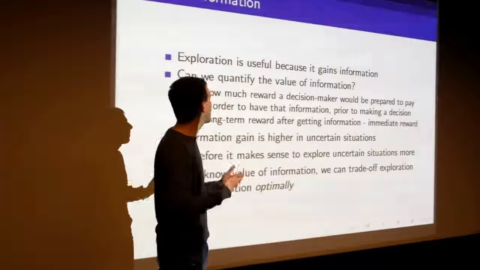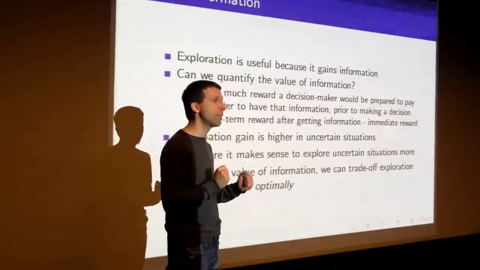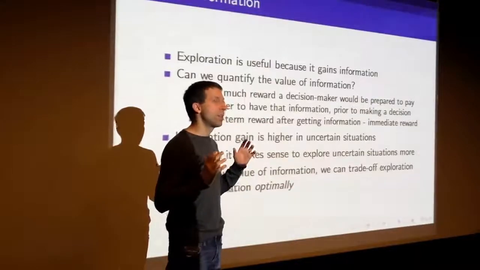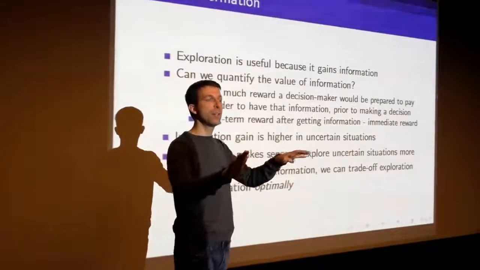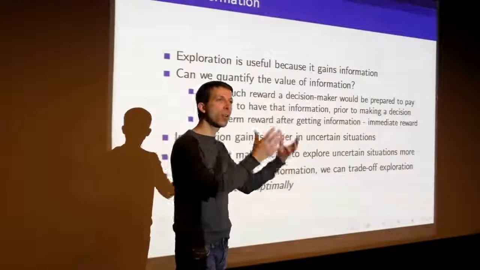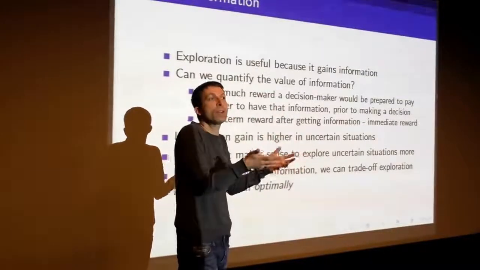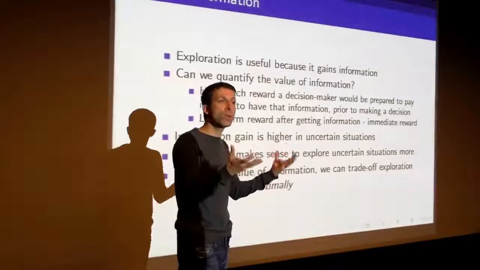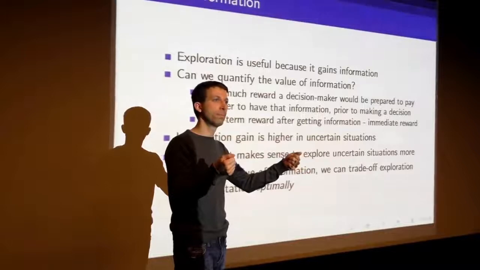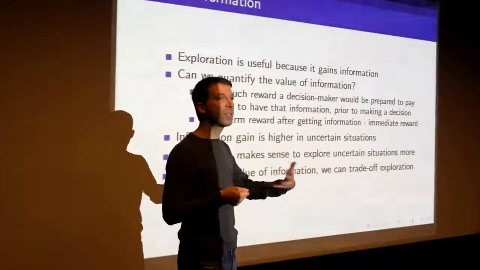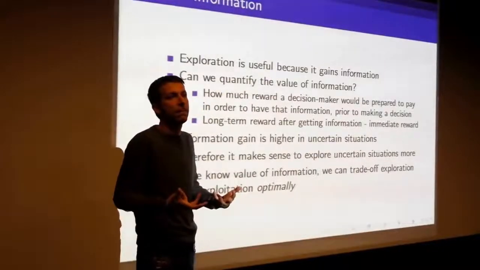So if we can quantify the value of that information, we can trade it off perfectly. If I've got two rooms, one of which I know what's inside, and another I don't, and I can quantify how much long-term reward I would gain by exploring the unknown room, how much is that worth to me in units of future reward? If I can quantify that, I can make the perfect decision about whether to go into that room or not. So the value of information is trying to quantify, in units of reward, the value of taking an exploratory action.